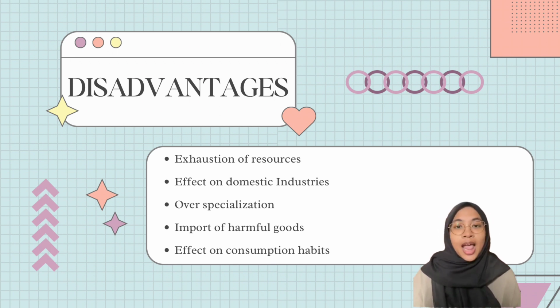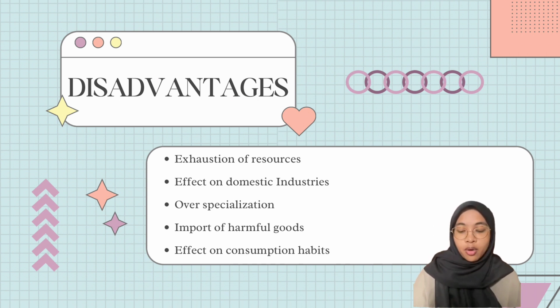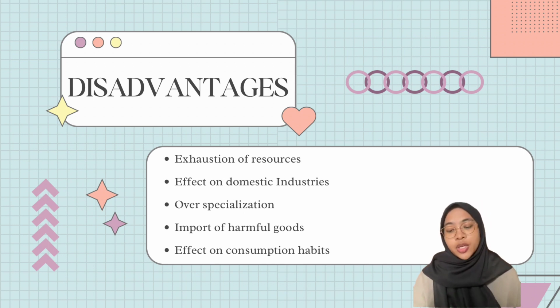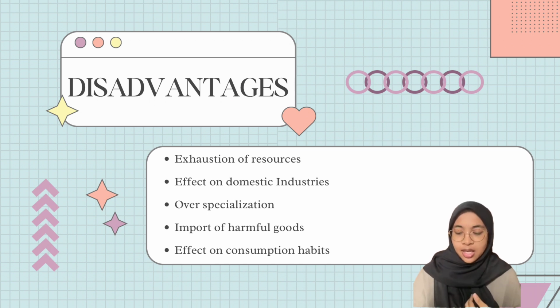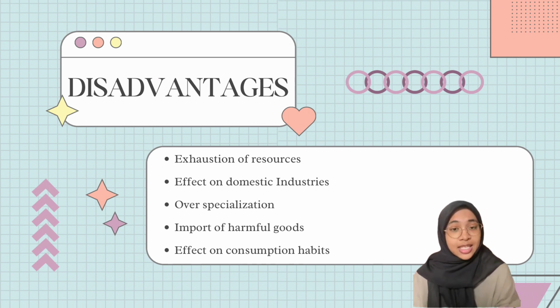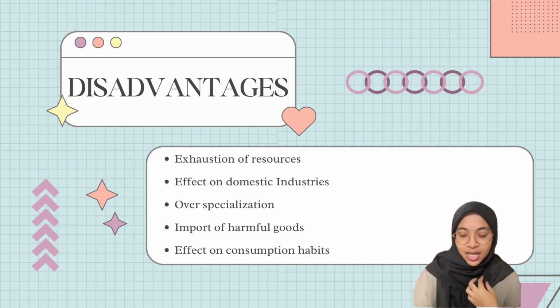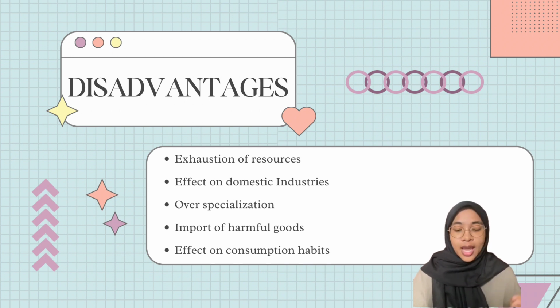The next disadvantage of international trade is import of harmful goods. Foreign trade may lead to import of harmful goods like cigarettes and drugs, which may ruin the health of the residents of the country. And the last disadvantage of international trade is overspecialization. What is overspecialization? Overspecialization may cause distress for a country. A substitute may appear and ruin the economic living. It will ruin the economic life of millions of people.